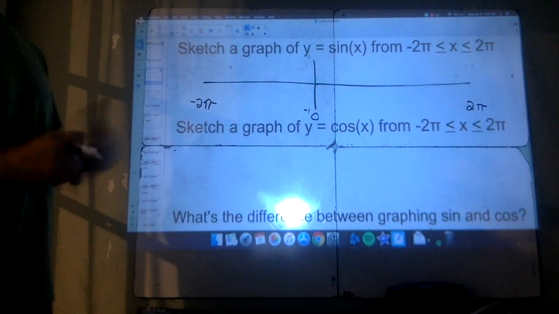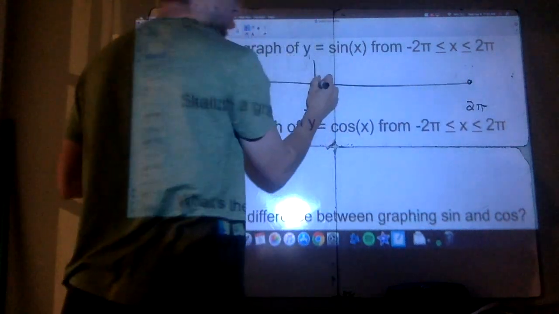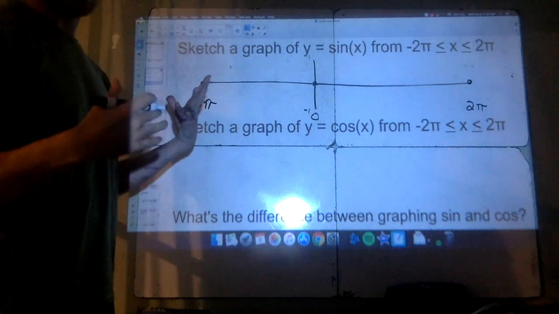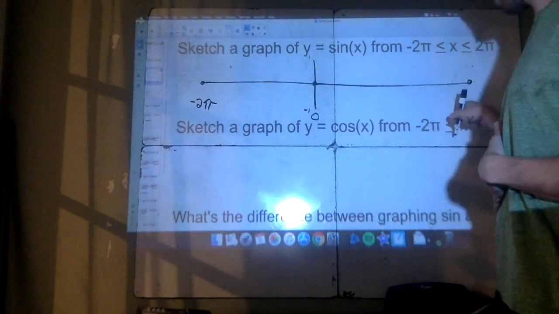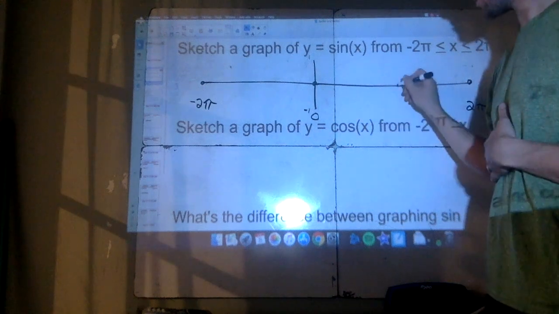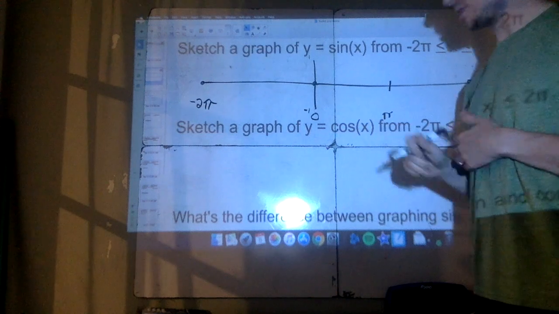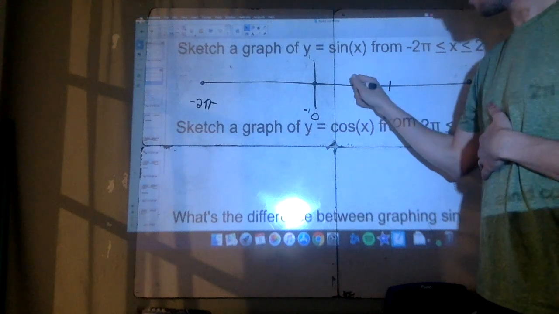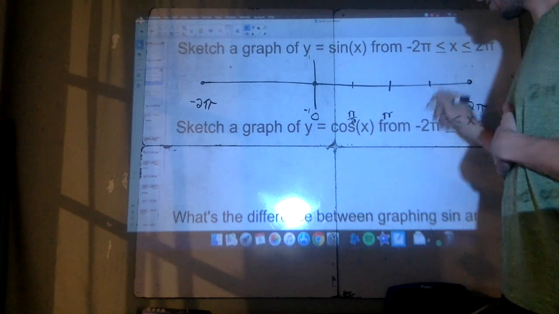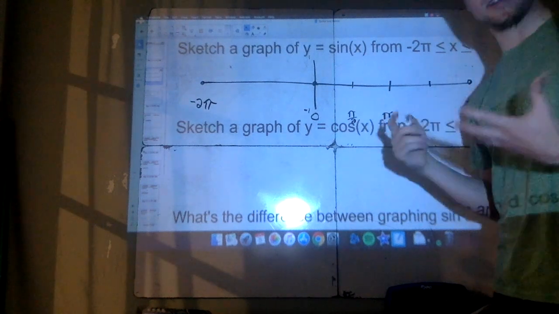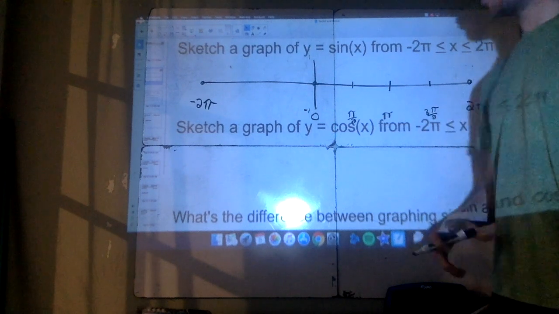And then we say, okay, we know it's going to do 1 period. It's going to go through 1 cycle every 2 pi. So the important parts we're going to graph is we're going to go halfway. What's halfway between 2 pi and 0? Well, it's just pi. And what's halfway between pi and 0? Well, it's half a pi. So you're going to have to get good at that. What's halfway between pi and 2 pi? Well, it's 3 pi over 2.